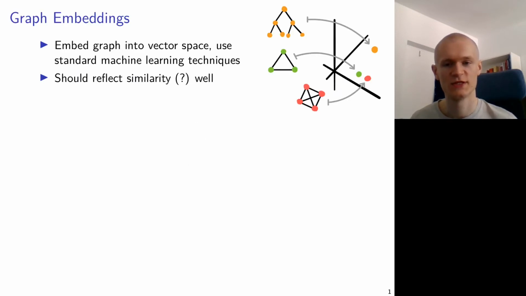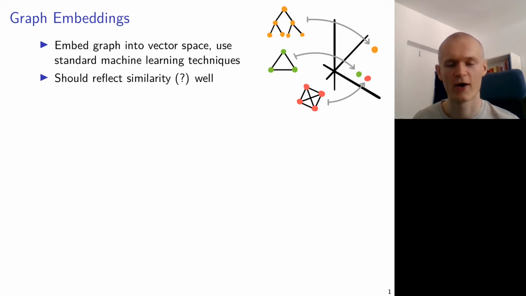Say you want to do machine learning on graphs. Standard machine learning techniques usually take numerical vectors as their input data. So in order to use these on graphs, we somehow have to embed a graph into a vector space. And in order for this to yield meaningful results, this embedding has to somehow respect the similarity of the graphs. So similar graphs should be mapped to points that are close.